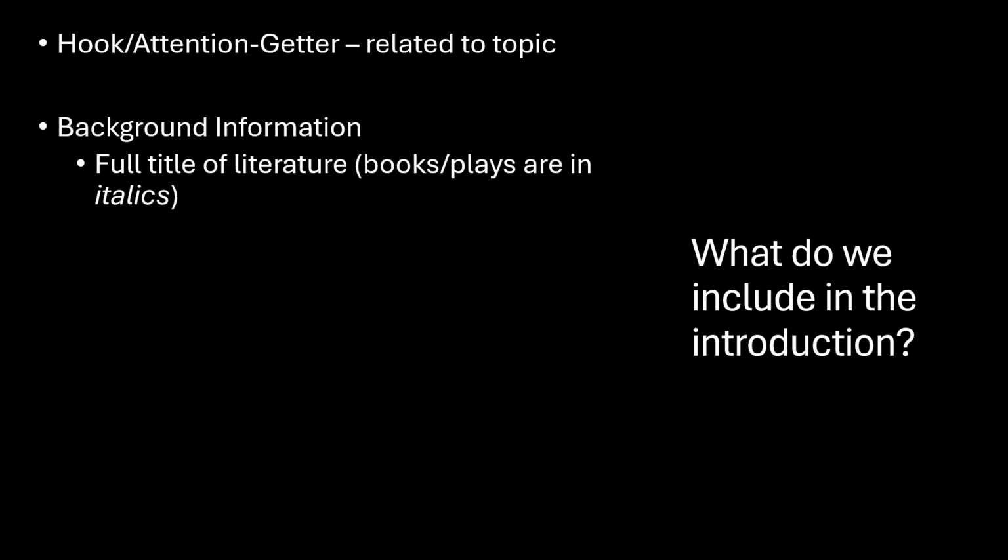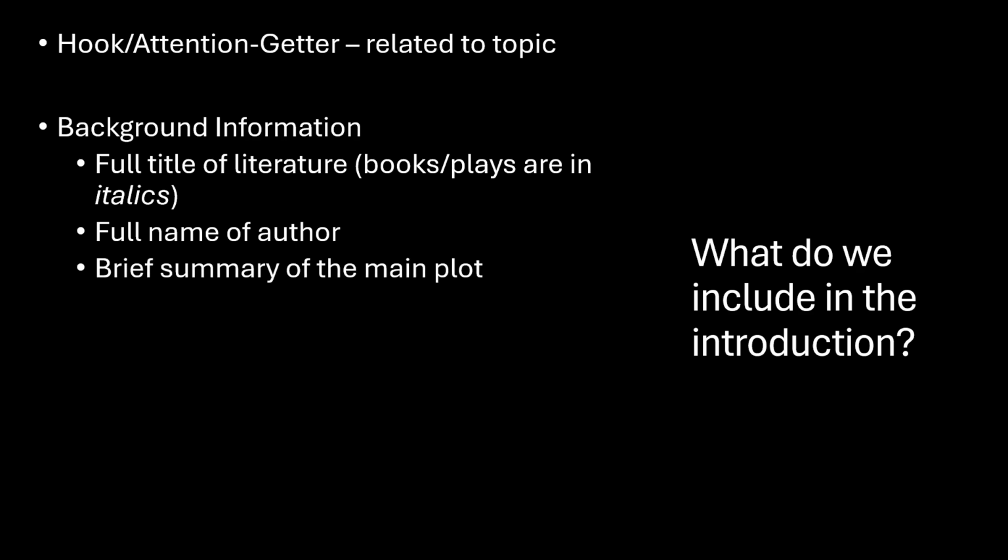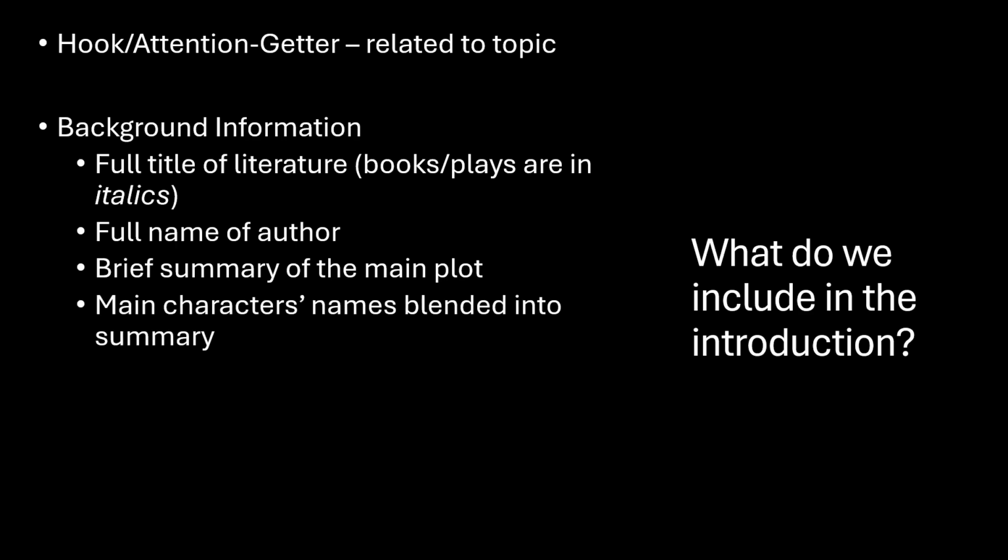We then have a section of background information, which establishes what you're writing about. It gives us the full title of the piece of literature you're analyzing. That's really common. We need that so we know what you're actually talking about. The full name of the author who wrote the text that you're analyzing. A brief summary of the main plot. If it's a poem, you would still summarize the main concept of the poem and what the author is writing about. You would also, in the cases of plays and novels and short stories, include the main characters' names and maybe some major conflicts, and that's all blended into that summary.